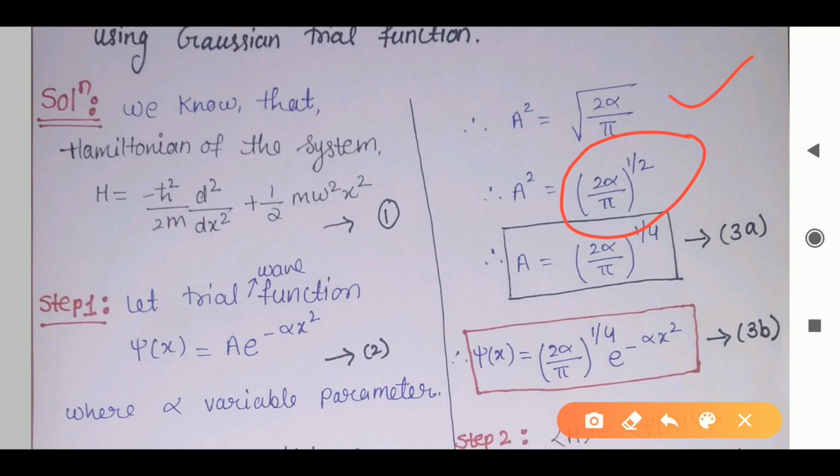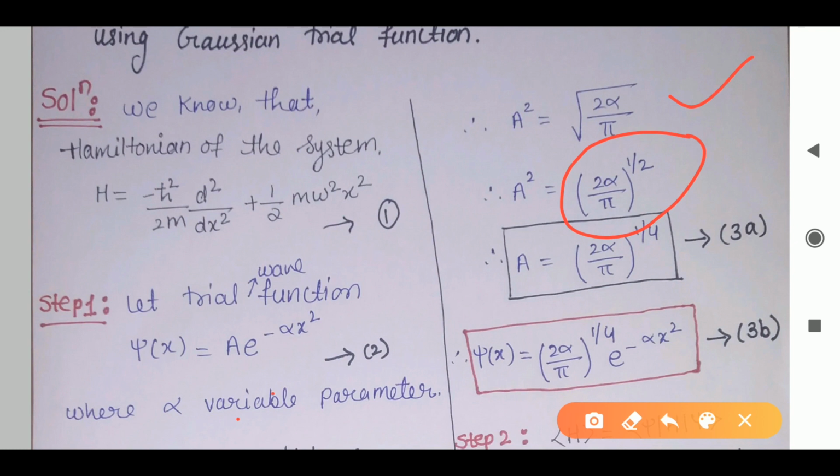Clear? So basically this is the trial function that we have taken to solve this variational method numerical. So the value of a we have got. Now we can write the value of a, which was unknown earlier but is now known, we have found it. So we will put a here. So what value of a have we got?